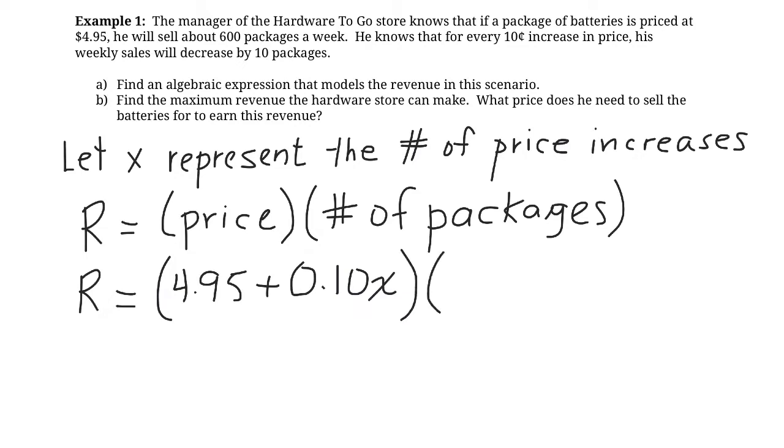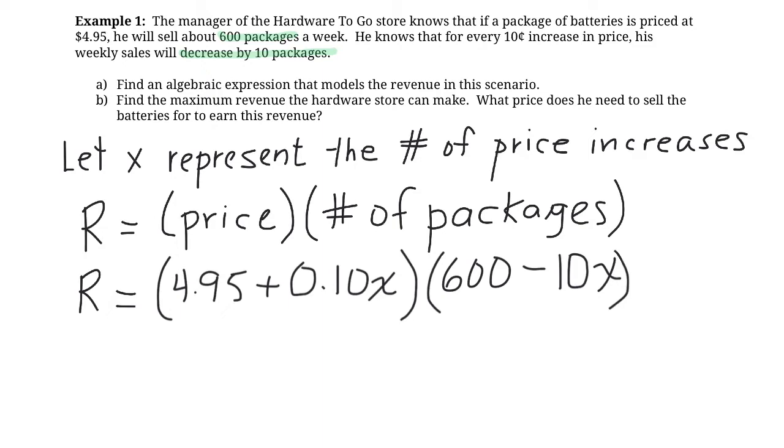And then let's come up with an expression for the number of packages. Now, typically, in a week, the store can sell about 600 packages of batteries. So let's put 600 into our bracket. However, if they go ahead and increase the price of the batteries, then their weekly sales will decrease by 10 packages. So a decrease could be represented by putting in a minus sign. They're going to lose 10 packages, but that amount is going to grow depending on how many times they increase the price. So we still need to put in that factor of x.